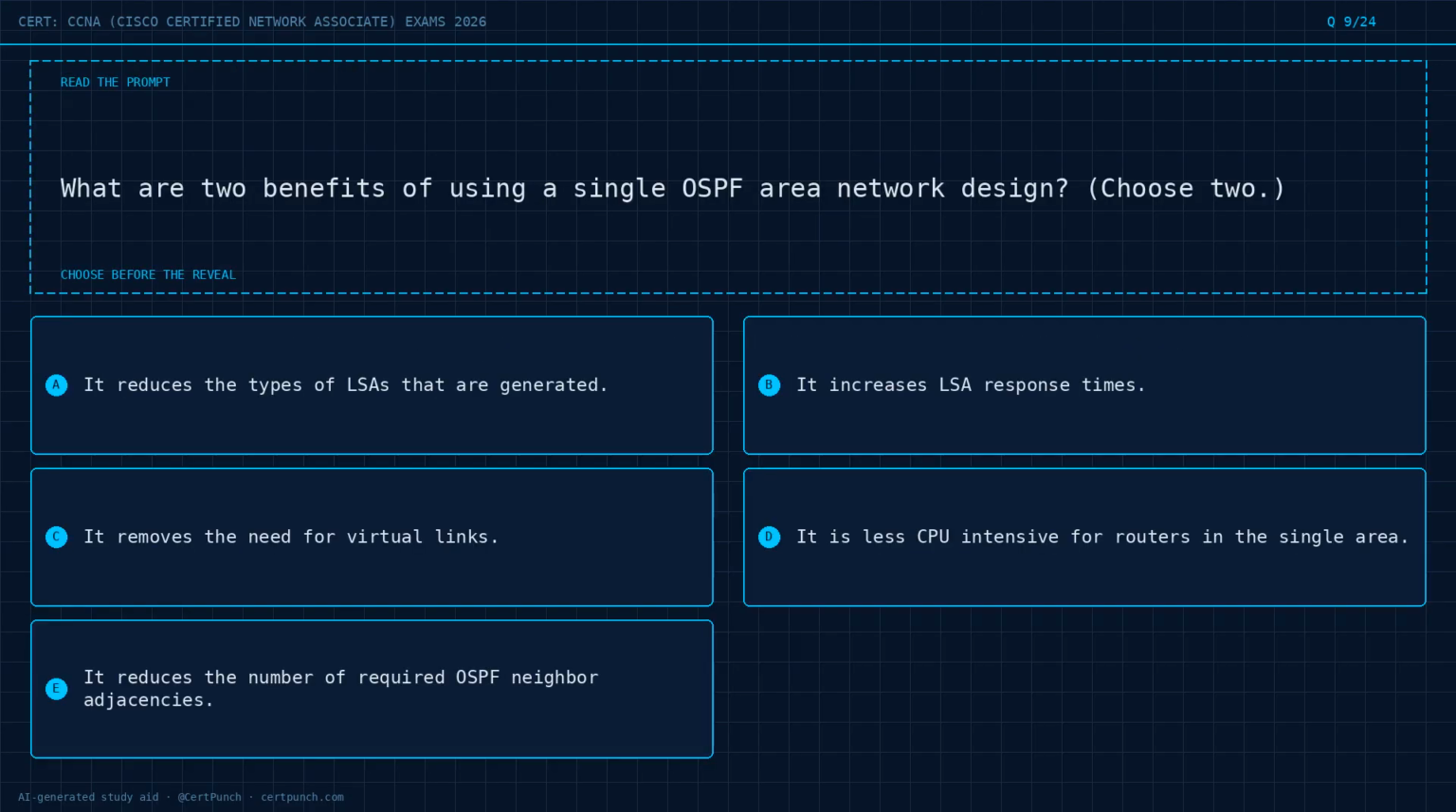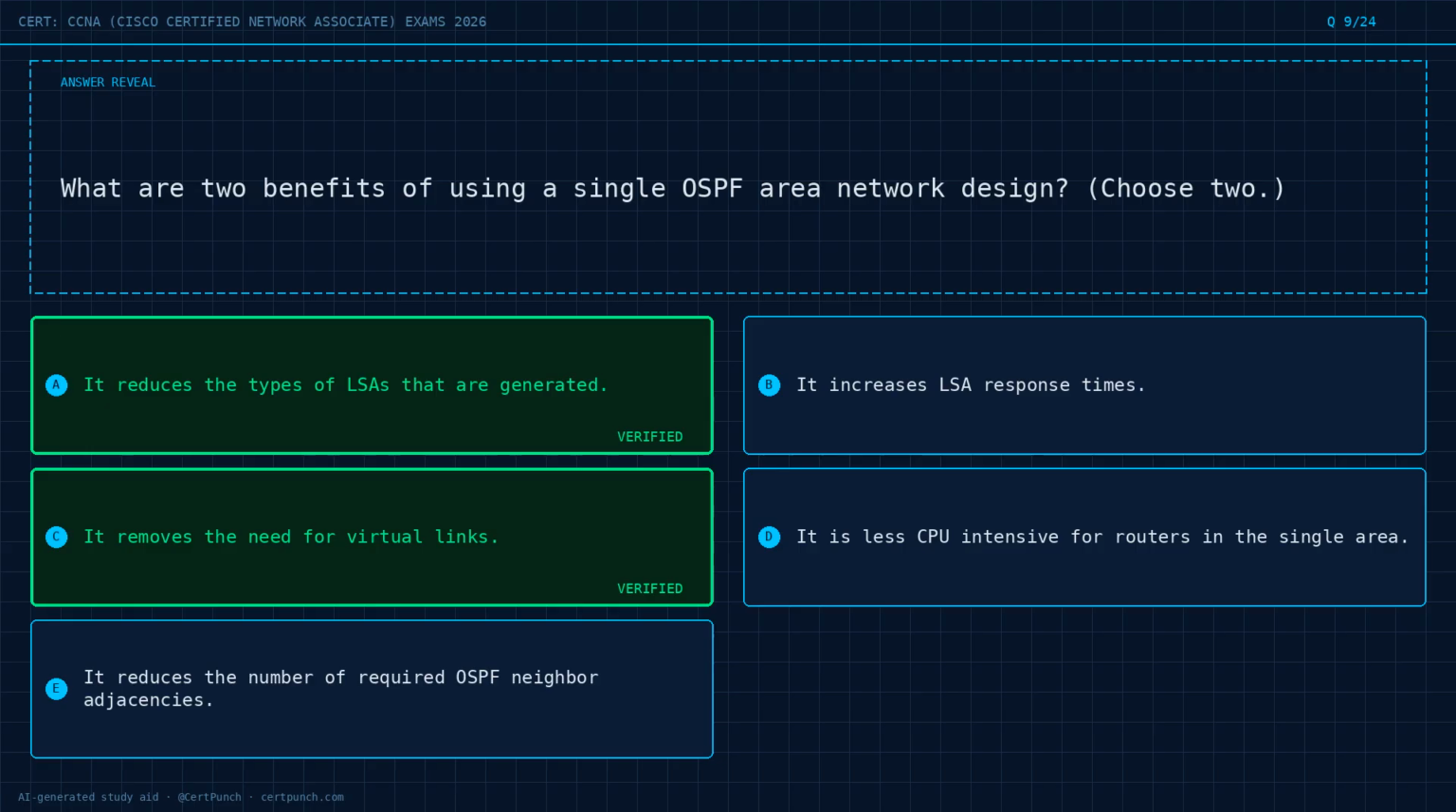Question 9 of 24. What are two benefits of using a single OSPF area network design? Choose two. Option A, it reduces the types of LSAs that are generated. Option B, it increases LSA response times. Option C, it removes the need for virtual links. Option D, it is less CPU intensive for routers in the single area. Option E, it reduces the number of required OSPF neighbor adjacencies. Choose the best answer before the reveal. Commit to it now.